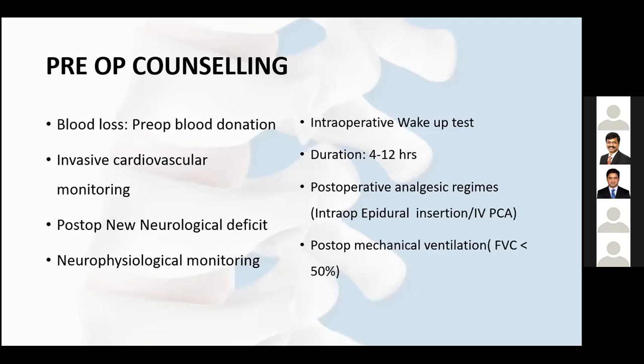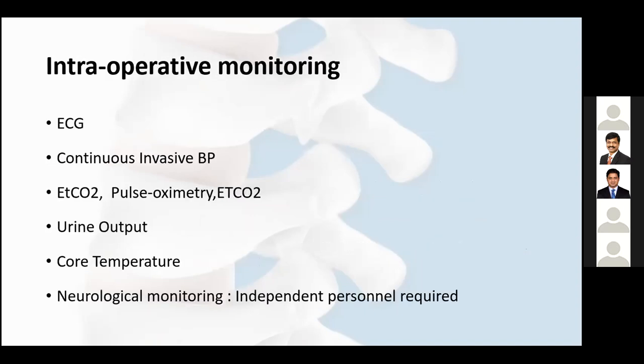What are the monitoring that you need? Do you need any special monitoring for this as a major case? The intraoperative monitoring, apart from the ECG, continuous invasive blood pressure monitoring, ETCO2, pulse oximetry, urine output and core temperature, we need neurological monitoring, and an independent personnel should be required for this. Then we also need a BIS monitor.